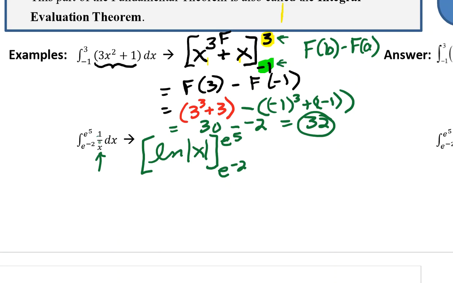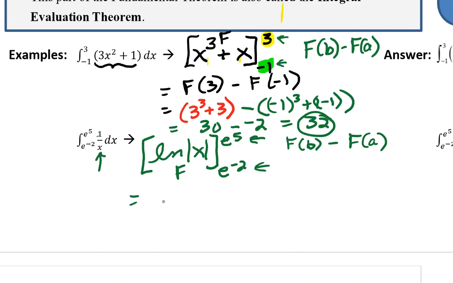So I'm doing an antiderivative. And now this notation says take your antiderivative. This is our capital F. And now we want to evaluate it at the upper limit. So that'll be our capital F of B. And then we want to subtract our value of the antiderivative at A.